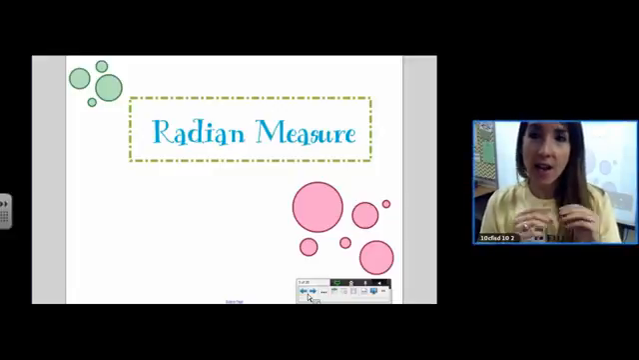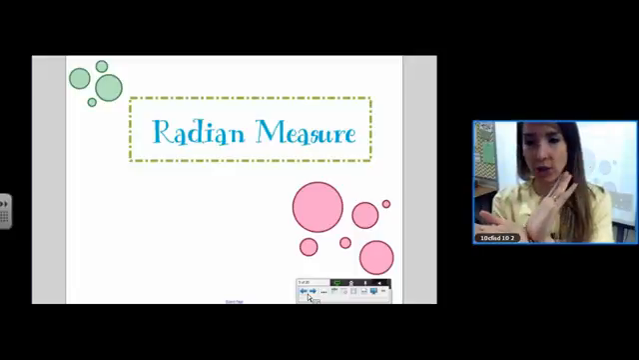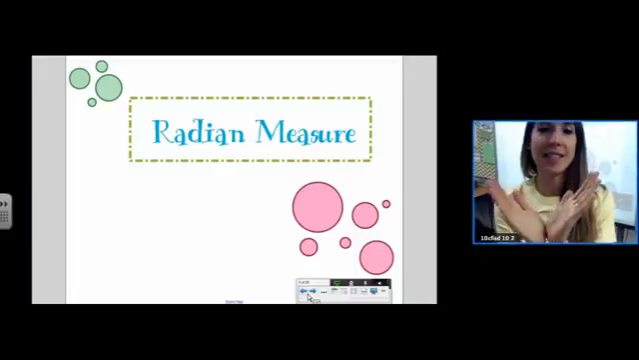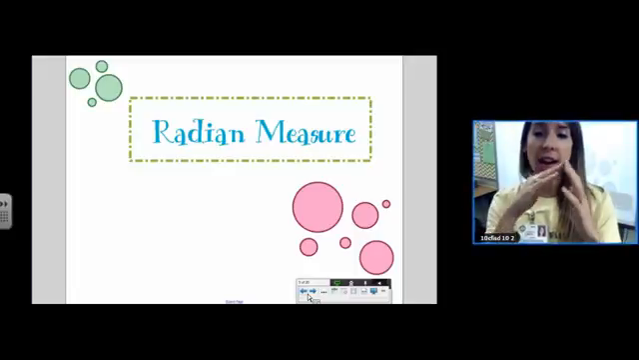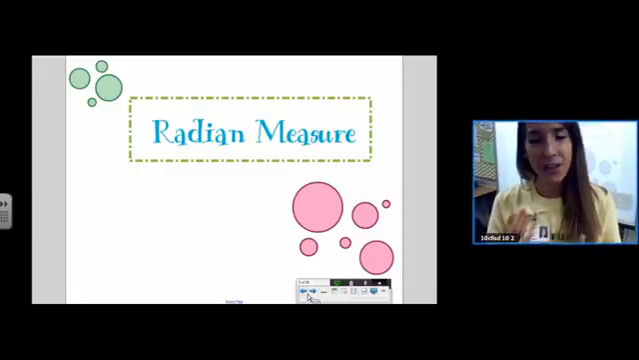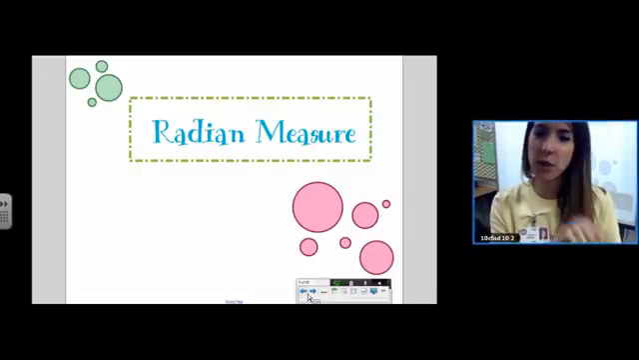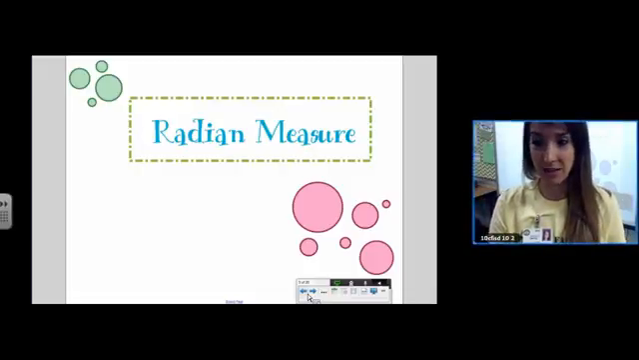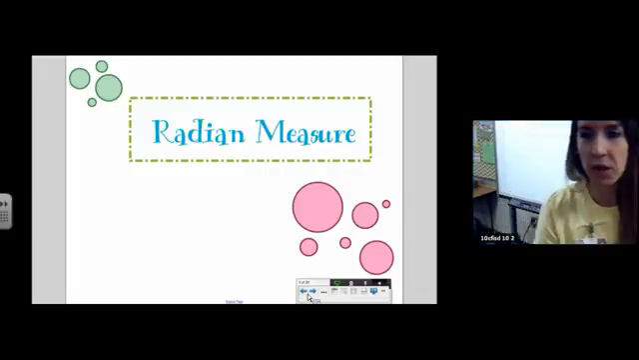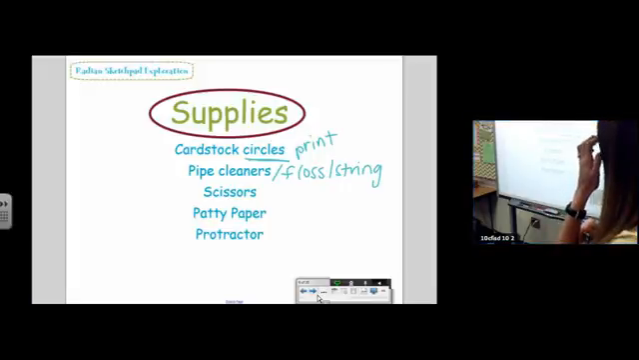A radian is another way to measure an angle. That's why it's called radian measure. So this angle might be 60 degrees, but we're going to find out what an angle is in radians today. And you'll actually find in pre-cal that radians are a lot easier to work with in trig than degrees are. So, really cool. We're going to be connecting this to what you're going to learn in pre-cal.